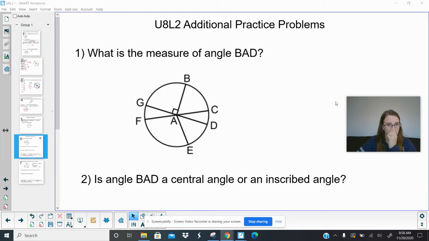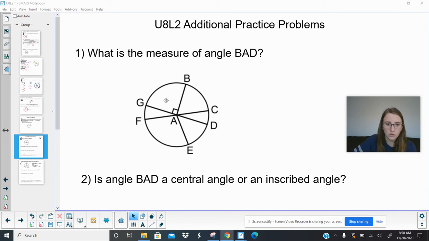So we talked about, to start off with, we had some pictures like this where we have the center of our circle here and lots of lines coming off. We're going to be finding the arcs and the angles. Pay attention to which one they're asking for.